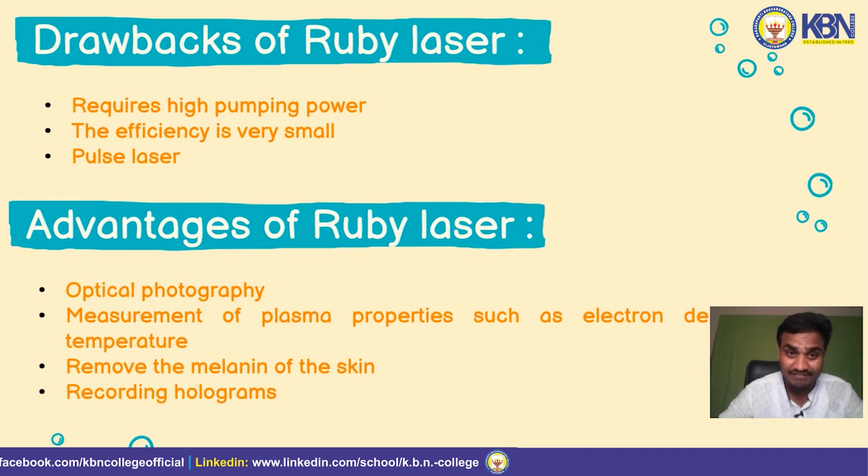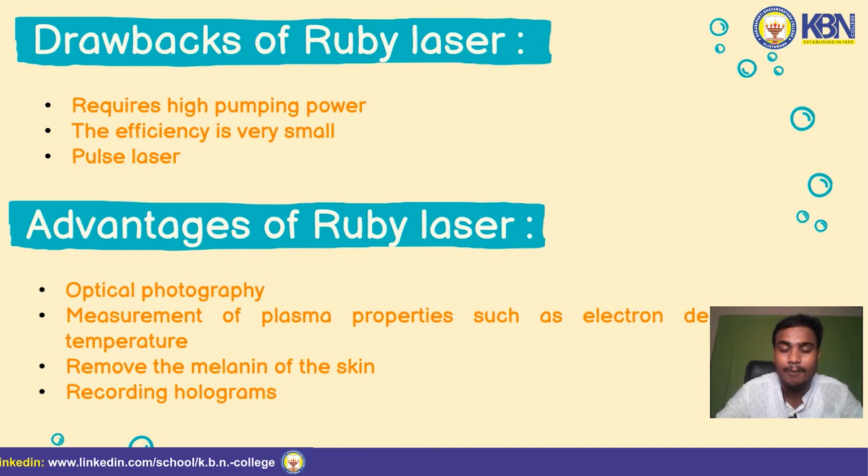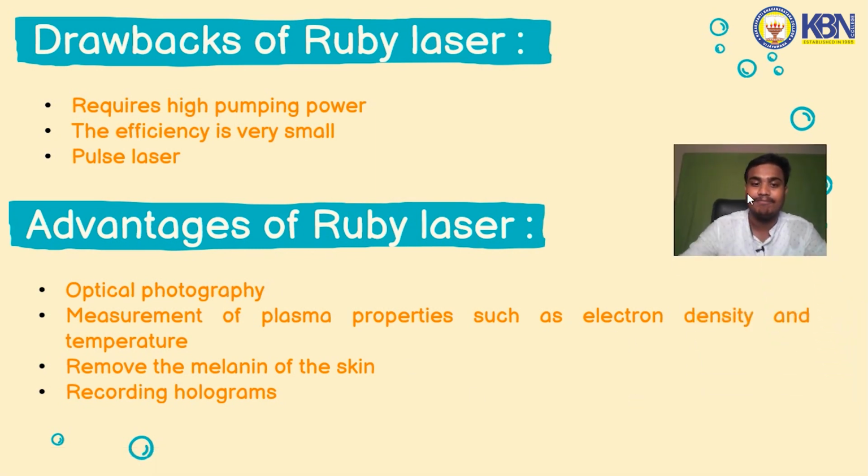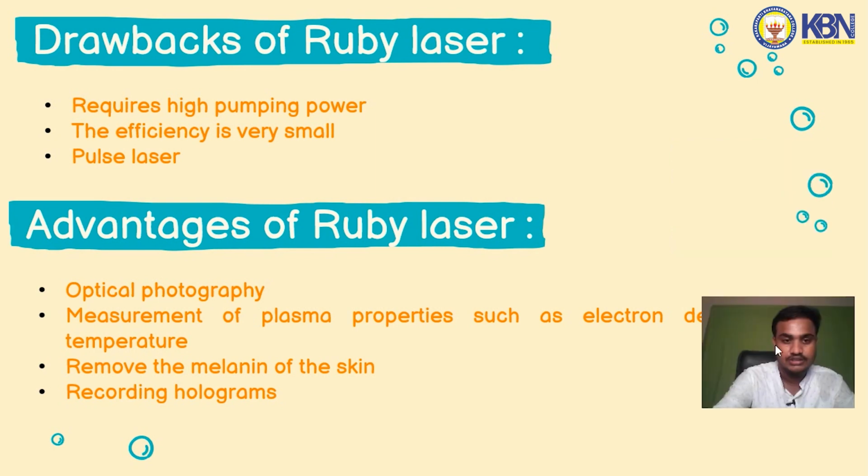Now coming to the advantages or merits of the Ruby laser: it is used in optical photography, for the measurement of plasma properties such as electron density, for the removal of melanin from the skin, and for recording holograms. These are the advantages of the Ruby laser.